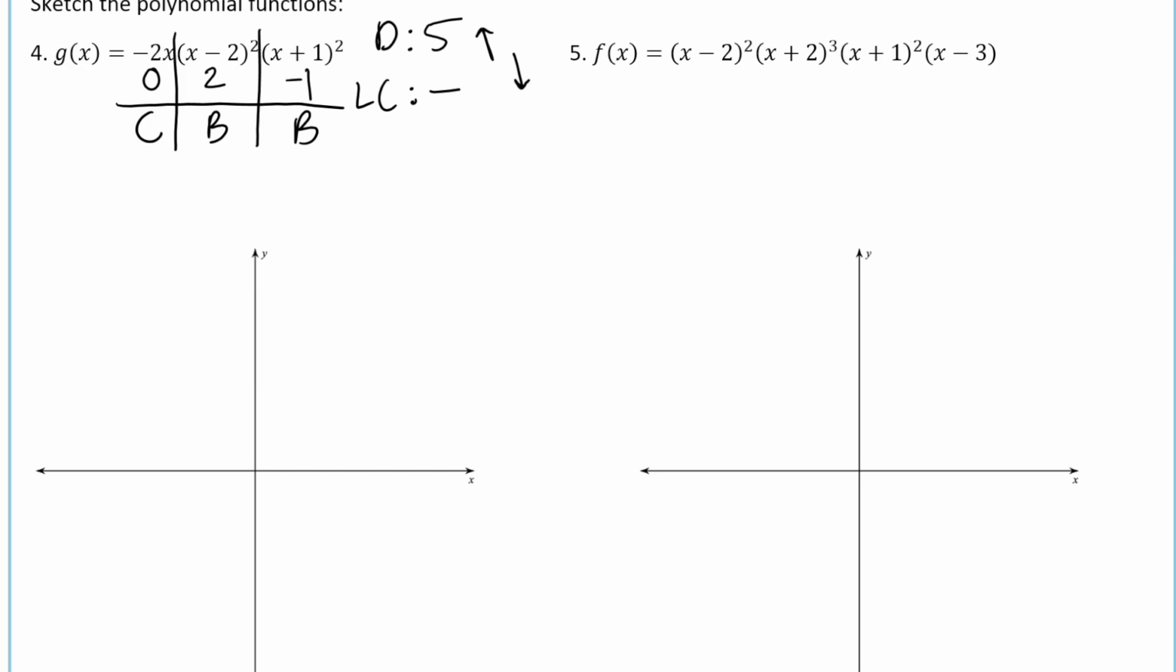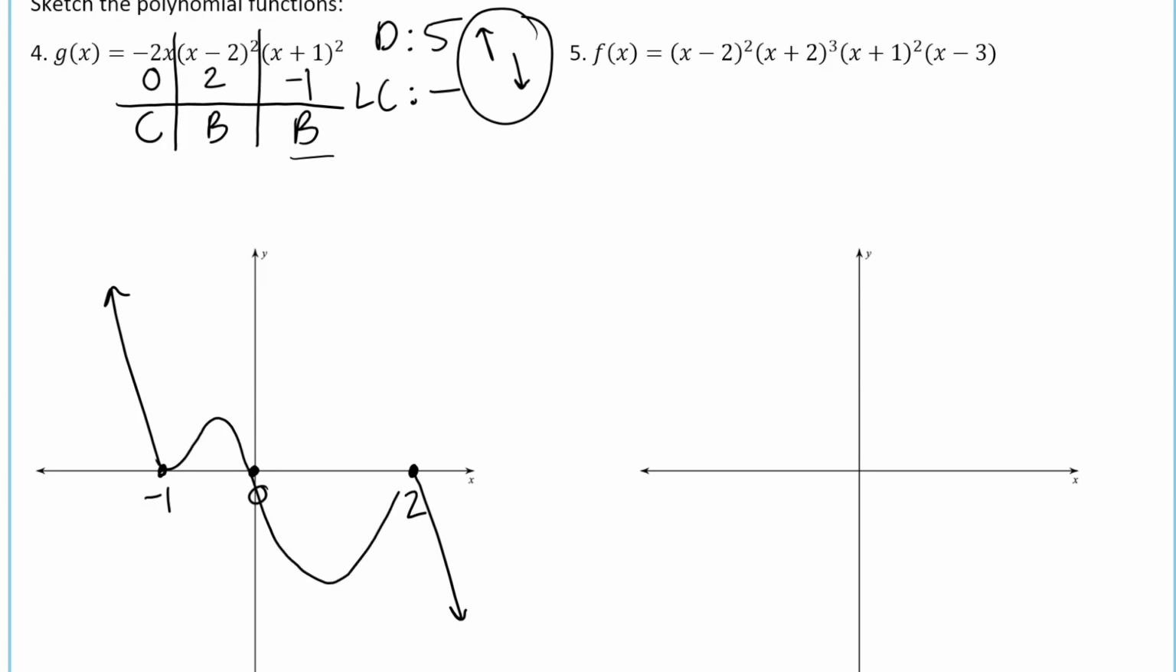My smallest zero is negative 1, so I'm going to graph that first. Negative 1. It crosses at 0 as well, and then it crosses at 2. It technically bounces at 2, but I have a zero at 2. All right, I'm going to put the ends on my graph. I know at 2 I've got the down, negative 1 I have the up from the ends I found before, and now it's time to sketch. Okay, negative 1, it should bounce. 0, it should cross. 2, it should bounce. There we go, we've got our sketch.